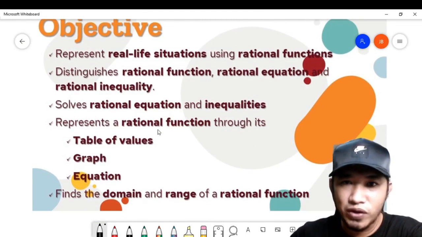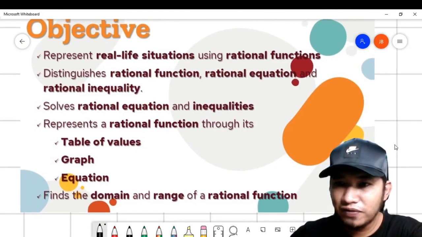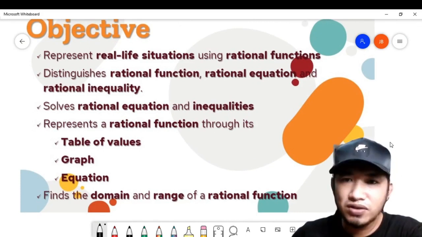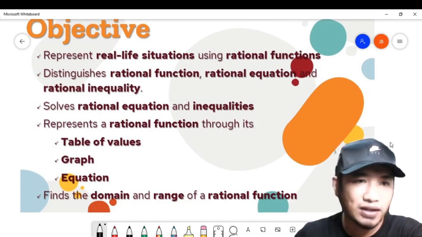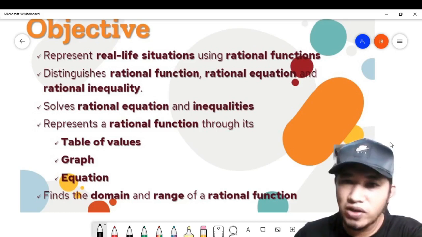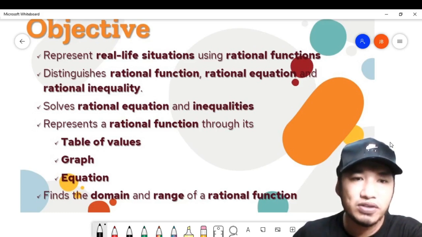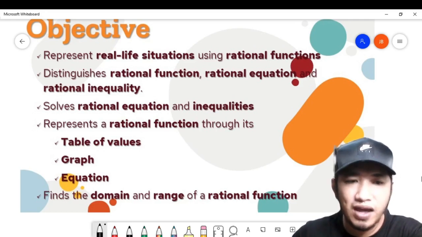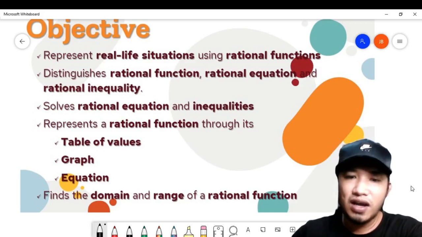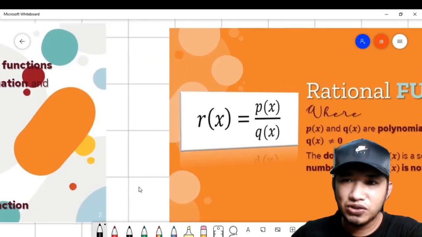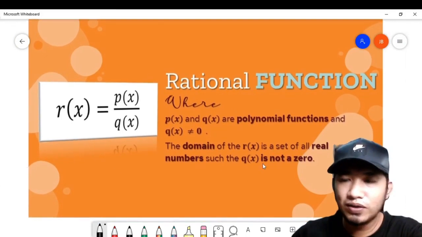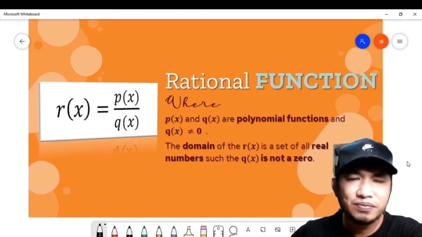So, for today's topic, you will represent real-life situations using rational function. You will distinguish rational function, rational equation, and rational inequality. Solve rational equations and inequalities. Represent a rational function through its table of values, graph, and equation. Find the domain and range of a rational function. Okay? That is what you will learn in this whole lesson.